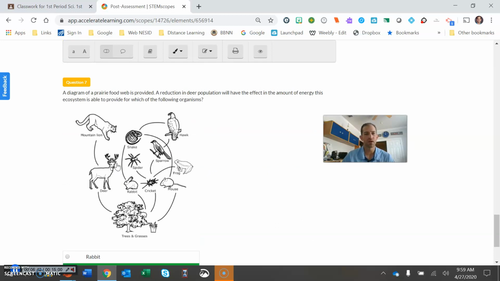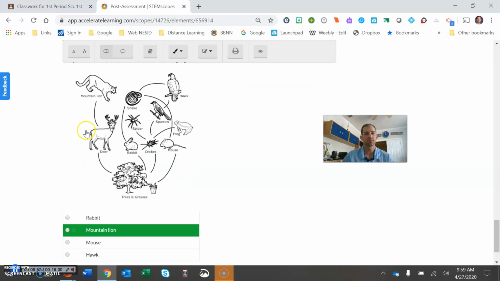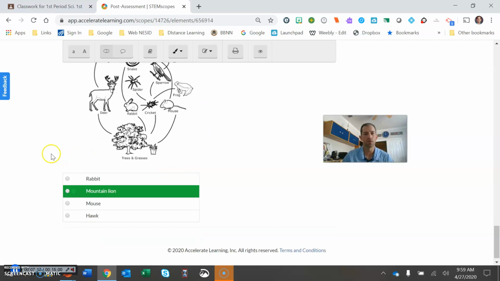All right, question 7. The mountain lion is the right answer. A reduction in the deer population will have an effect on the amount of energy this ecosystem is able to provide for which of the following organisms. So if the deer decrease, then the energy to the mountain lion decreases. You'll notice that the arrows are gone and they're just lines, and this implies that you know that energy goes from producers towards top level consumers. So in this case, energy is flowing in the general direction up. It doesn't flow down.